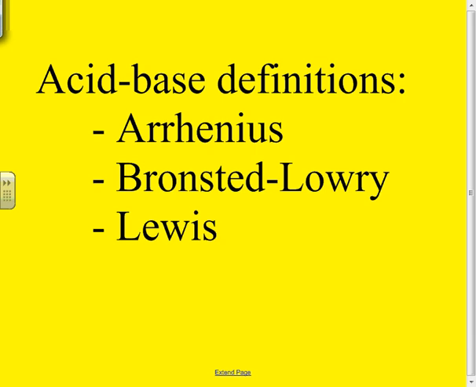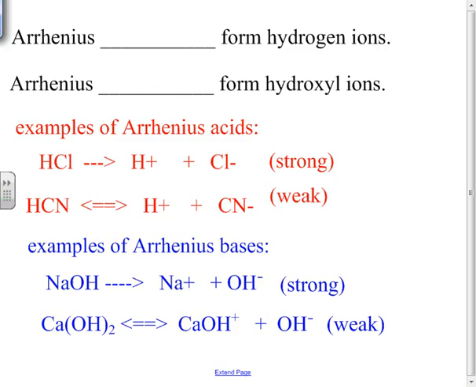Today we're going to talk about acid-base definitions: Arrhenius definitions, Bronsted-Lowry definitions, and Lewis definitions. We will start with Arrhenius definitions. Arrhenius acids form hydrogen ions. Remember, a hydrogen ion is a positive ion. It is a hydrogen atom that has lost its electron, and so it is equivalent to a proton.